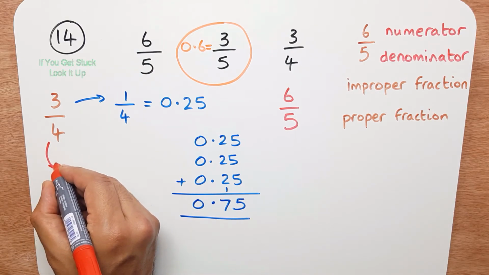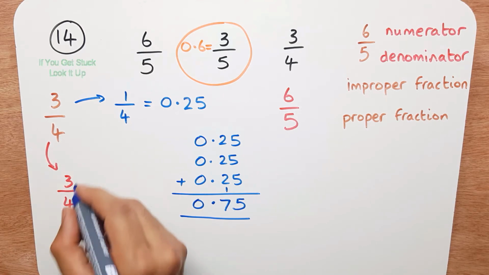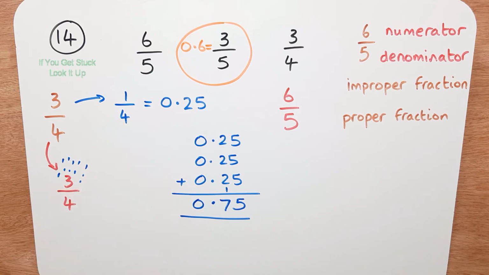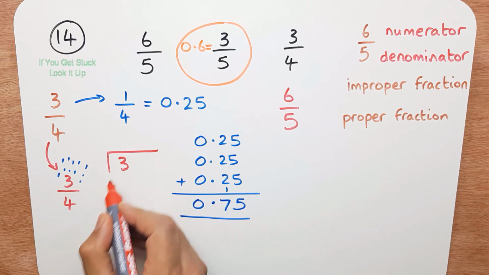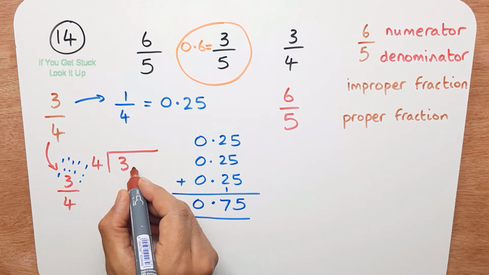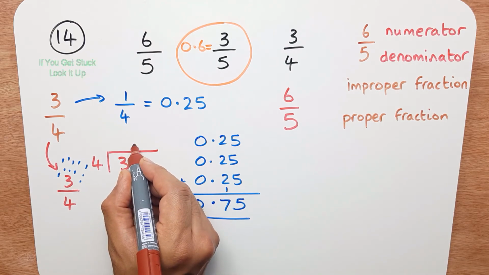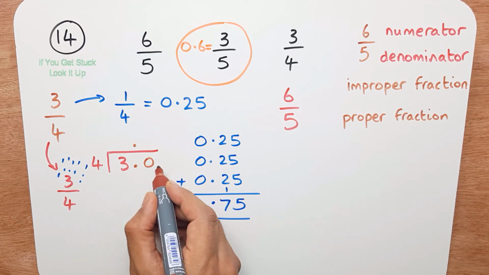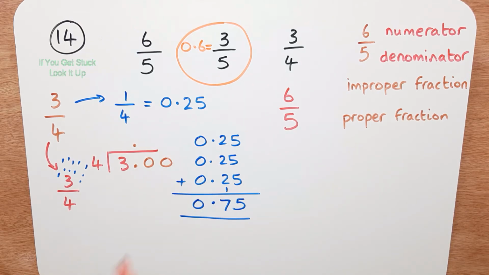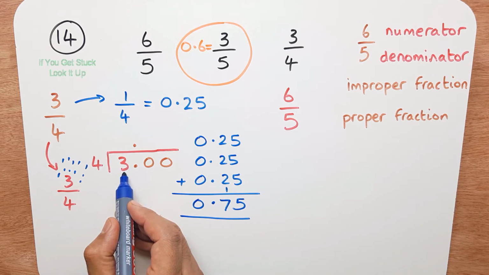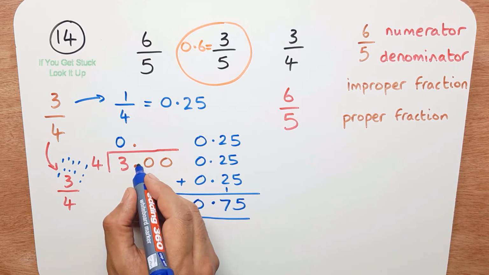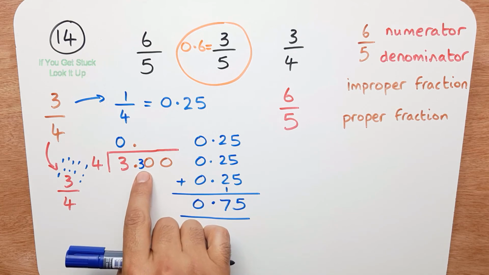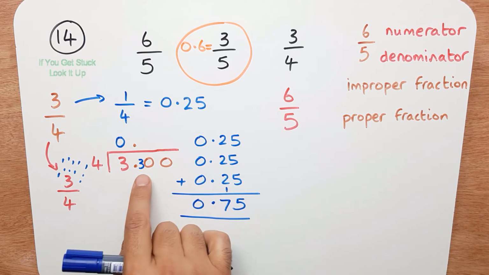Now I can use the bus shelter here. 3/4. So it's raining. The 3 is getting wet, so I'm going to build a bus shelter. The 3 goes inside, so the 4 has to go outside. So now I'm going to put a decimal point here and 1 straight above it to line everything up. And I'll add 2 zeros. So let me just extend this. Now, how many 4s are there in 3? I can't get a 4. So I carry this 3 over to the next column. So now you have to look at this. This becomes 30.